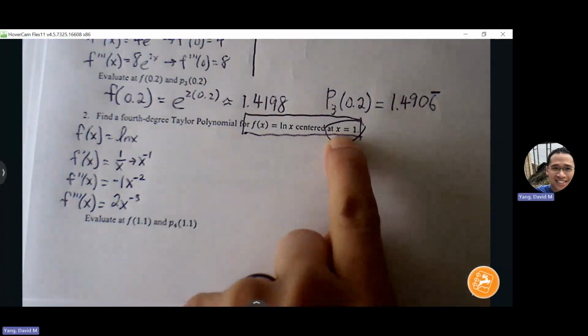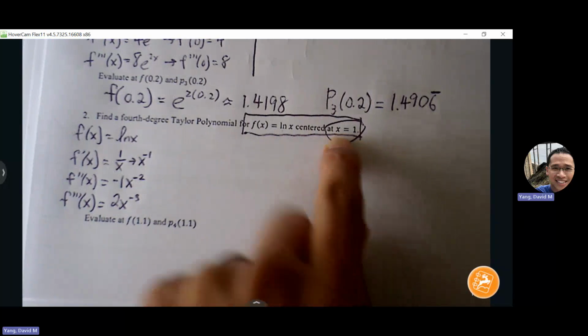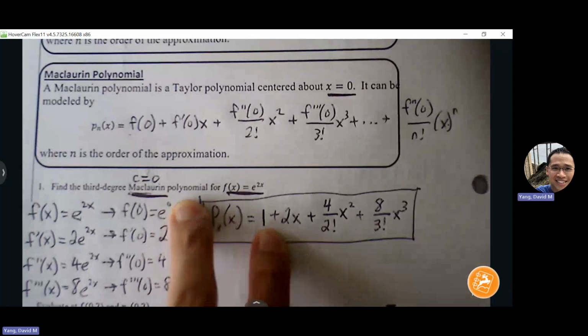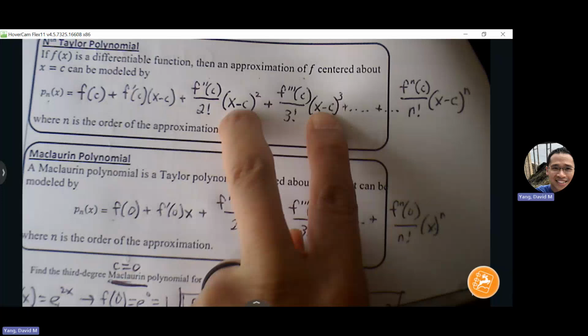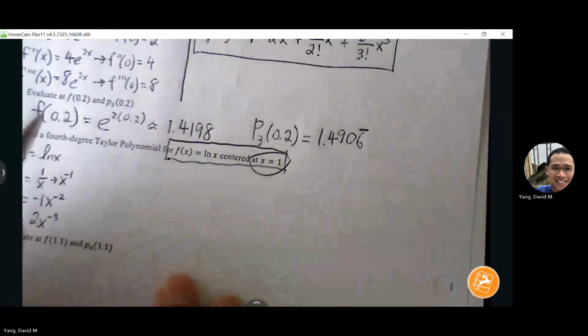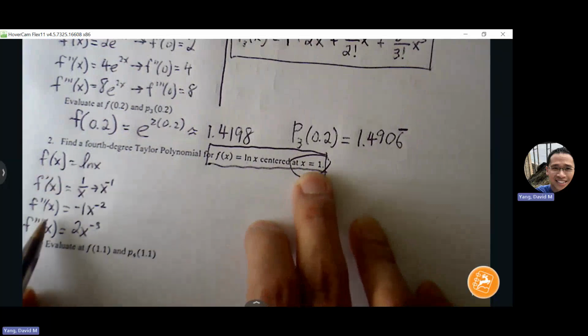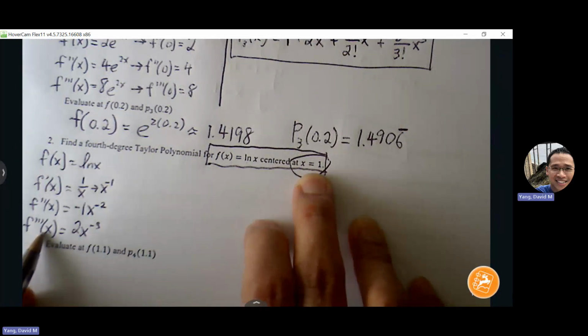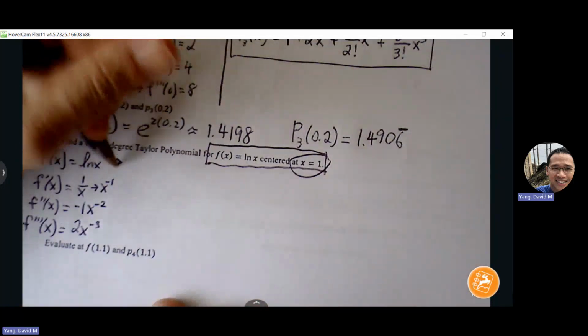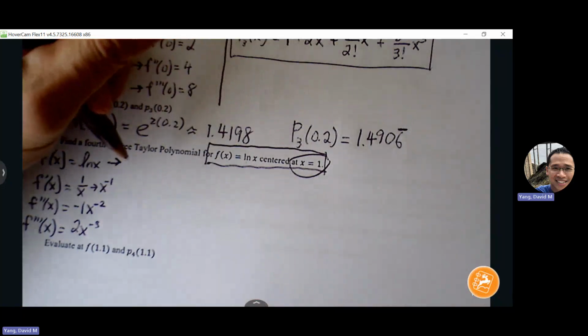Now this is not centered at 0 anymore. This is centered at 1. So this is not going to be a Maclaurin series. It's going to be a Taylor polynomial. The only adjustment is that instead of x squared, x cubed, we have to do x minus 1 squared, x minus 1 cubed. That's really the only difference we're going to see. And we're not going to do f of 0. We're going to do f, f prime, f double prime at 1. So we're going to gather information to insert into our polynomial.